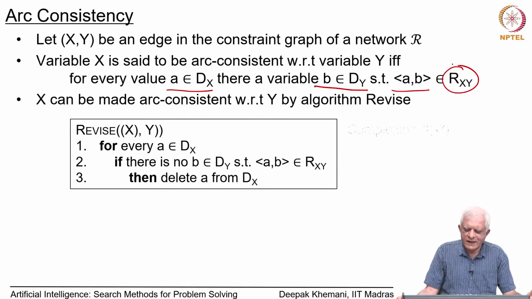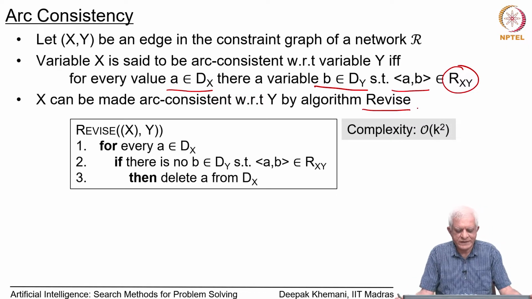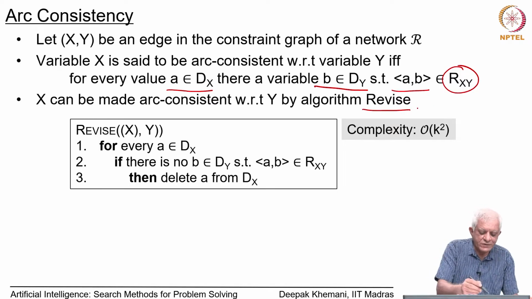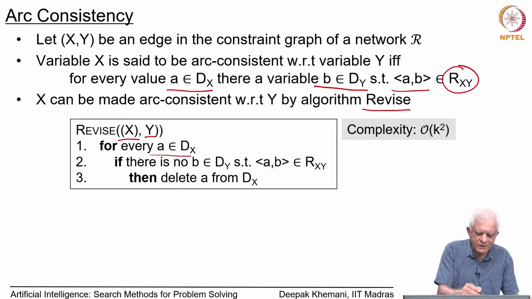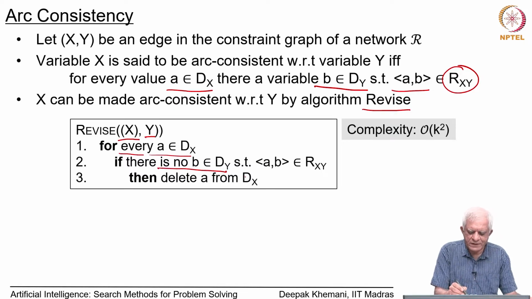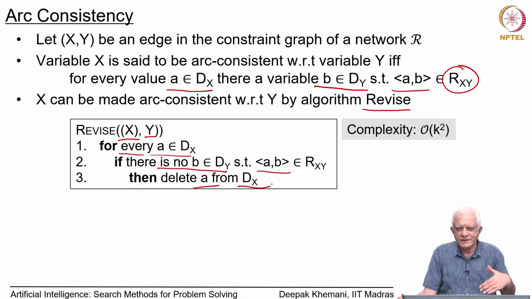x can be made R consistent with respect to y by a simple algorithm which is traditionally called revise. So, what are you doing here? You are revising the domain of x with respect to the domain of y essentially. This notation emphasizes the fact that x is being revised with respect to the variable y, and the algorithm is what we just said above: for every a belonging to d of x, if there is no b belonging to d of y, then you delete this a from d of x. So, you look at all the values of x, and for every value a in the domain of x, if you can't find a corresponding value in y, then you delete that a from the domain. So, you see that we are basically pruning the domain of variable x.